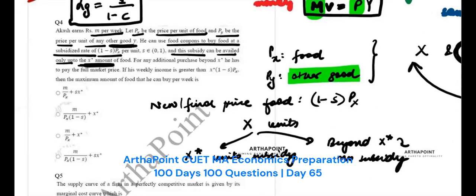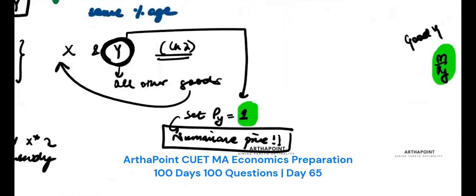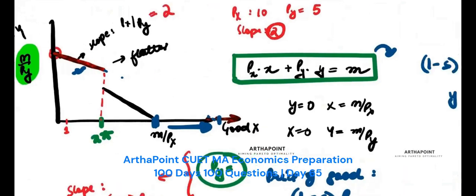It says if his weekly income is greater than (X star minus 1 minus S)PX, then the maximum amount of food he can buy. Maximum amount. So maximum amount of food means he's going ahead and spending his entire income on food. That is when he's going to consume the maximum amount, right? So let's see what will happen if he spends his entire income on food.